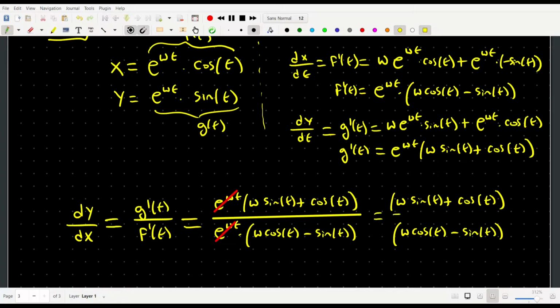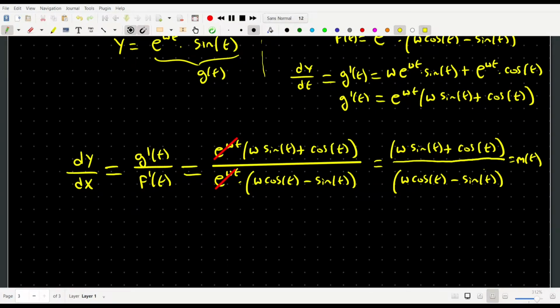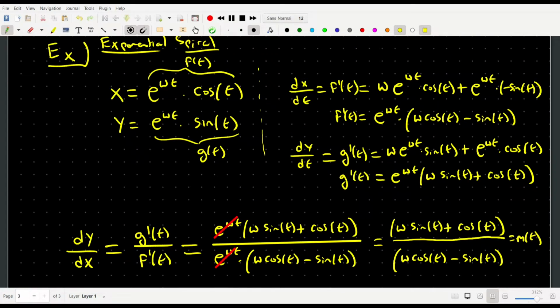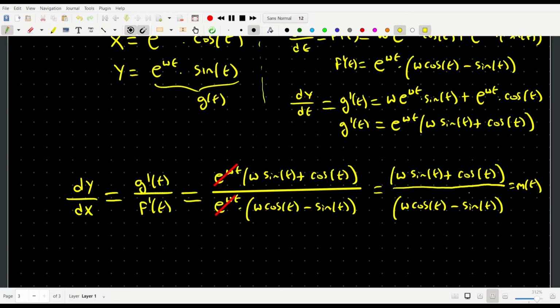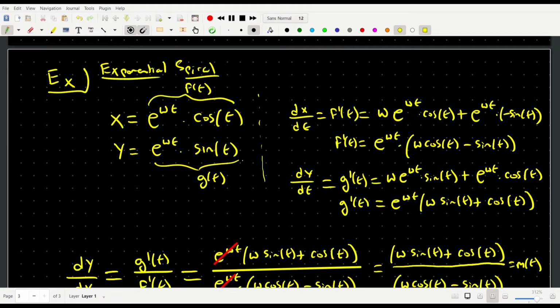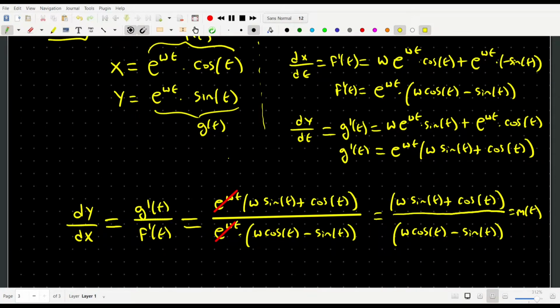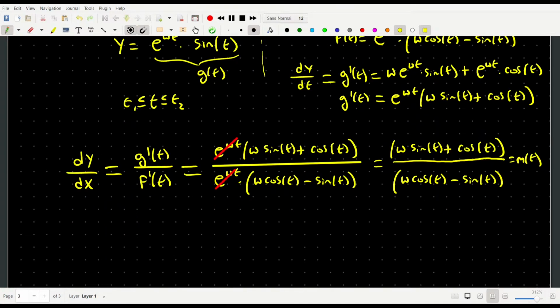So this right here is exactly our m of t, or the slope of the tangent line on this exponential spiral for any value of t in the range of parameters, or the range of the parameter space. Remember, t will always be going from some lower bound to some upper bound.